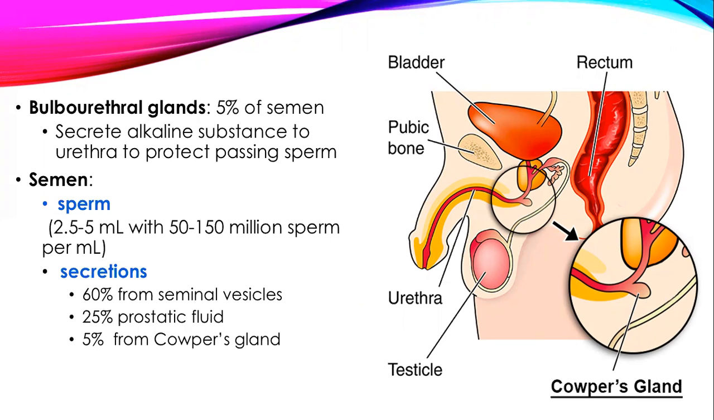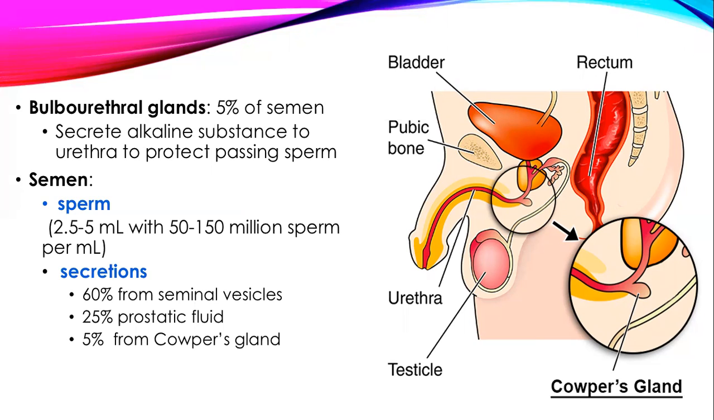The bulbourethral glands, also called the Cowper's glands, are pea-sized structures located on the sides of the urethra just below the prostate gland. These glands produce a clear, slippery fluid that empties directly into the urethra. This fluid serves to lubricate the urethra and to neutralize any acidity that may be present due to the residual drops of urine in the urethra.